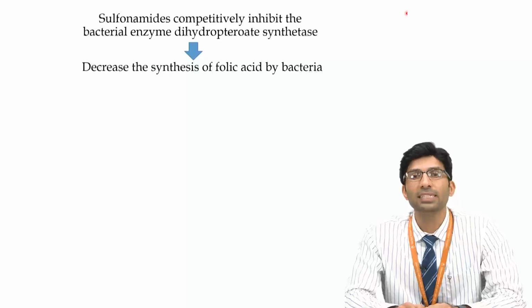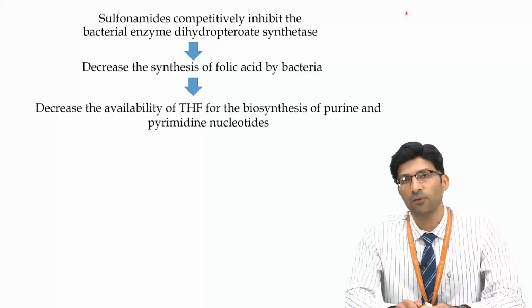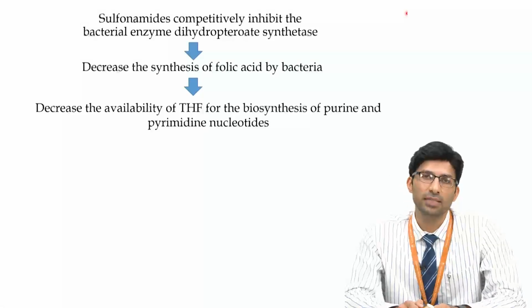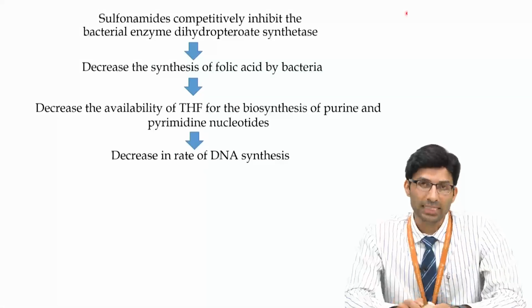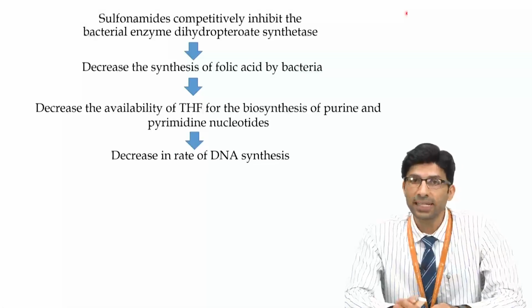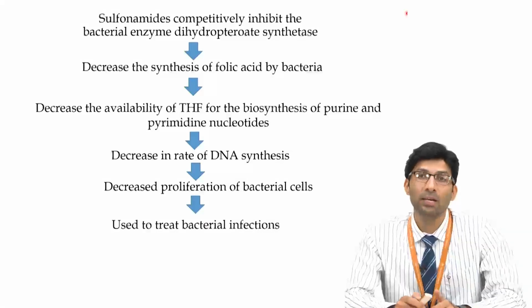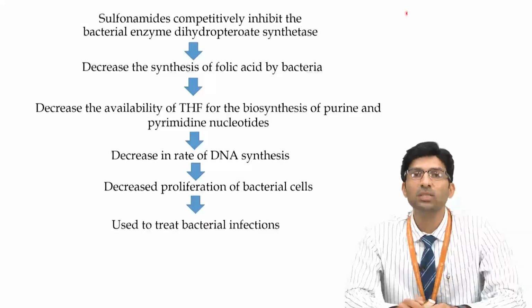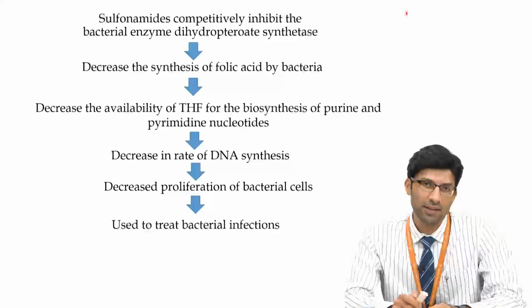Now we know that folic acid has to be converted to tetrahydrofolate. So if folic acid is not there, there will be decreased availability of tetrahydrofolate for the synthesis of purines and pyrimidines. And we know purines and pyrimidines are important for the synthesis of our nucleic acid, that is DNA. Therefore, there is a decrease in the rate of DNA synthesis, and finally, there will be no proliferation of the bacterial cells, and hence the bacteria will die. Therefore, sulfonamide is used to treat bacterial infections.